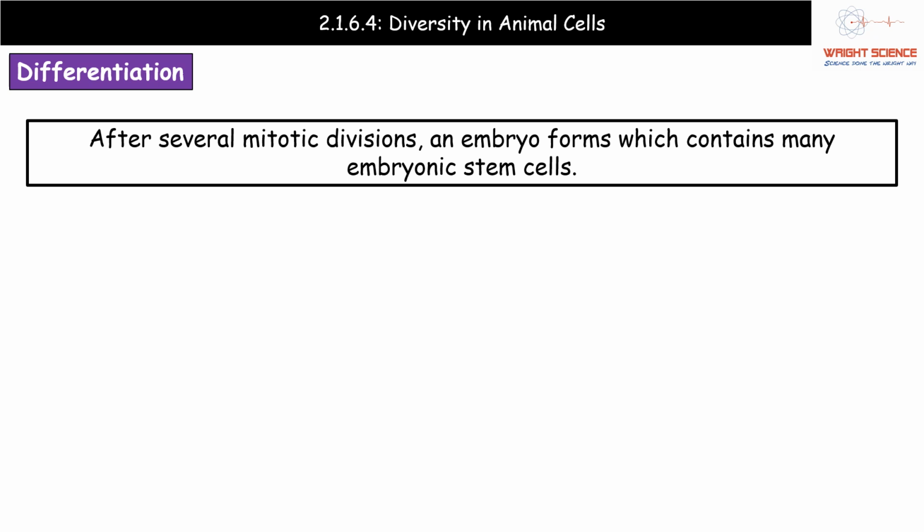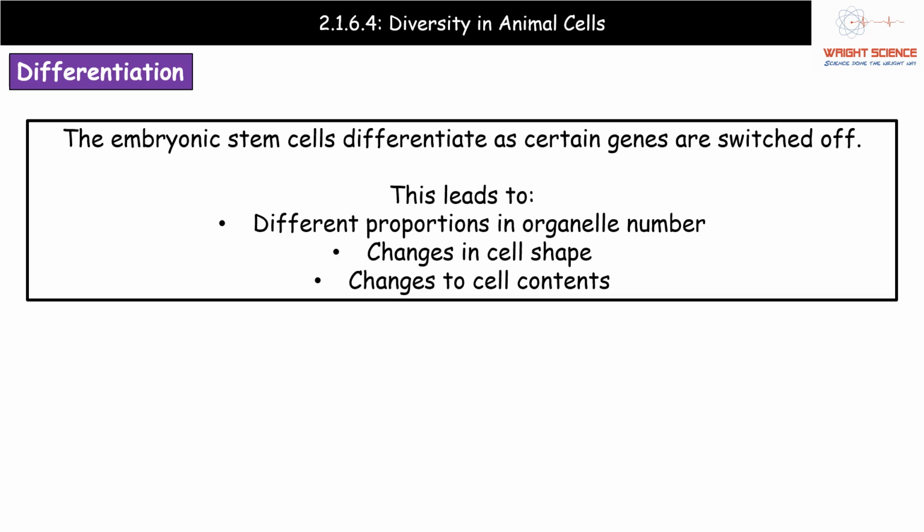What we then find is that original zygote is going to undergo several mitotic divisions, creating a larger number of genetically identical cells. That's going to then form our embryo, and that is made of these embryonic stem cells. When we've got these embryonic stem cells, we're then going to see the process of differentiation take place. And differentiation is just where we are going to specialise that generic stem cell into a particular type of cell to carry out a specific function.